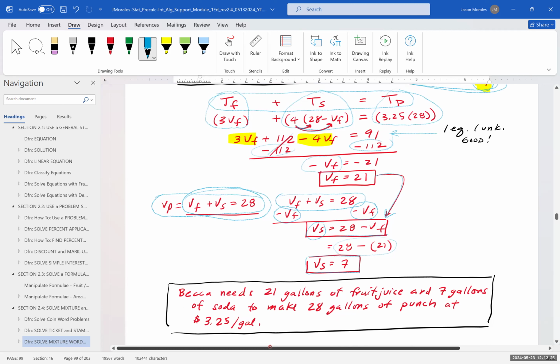So we can now formally write that as an answer. So Becca needs 21 gallons of fruit juice and 7 gallons of soda to make 28 gallons of punch at $3.25 a gallon.